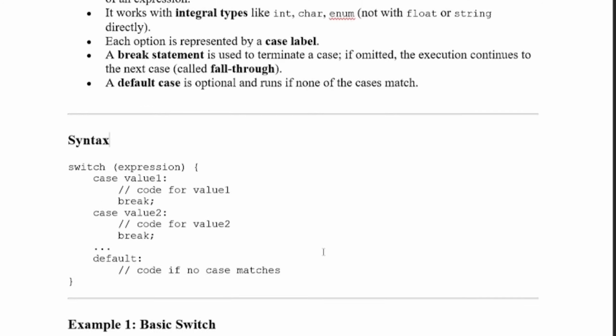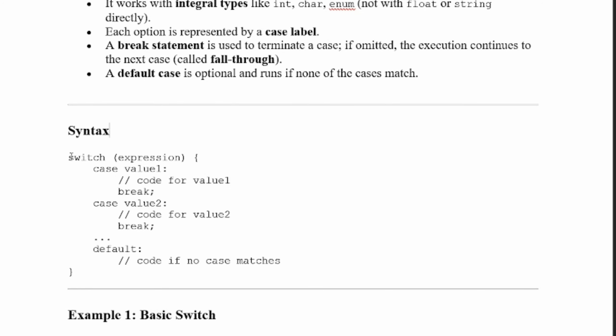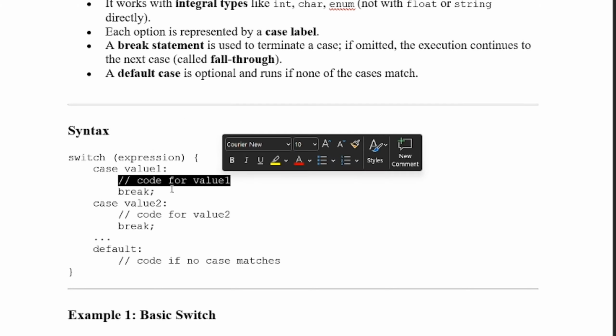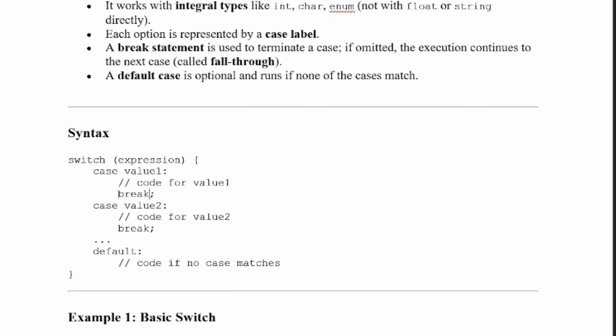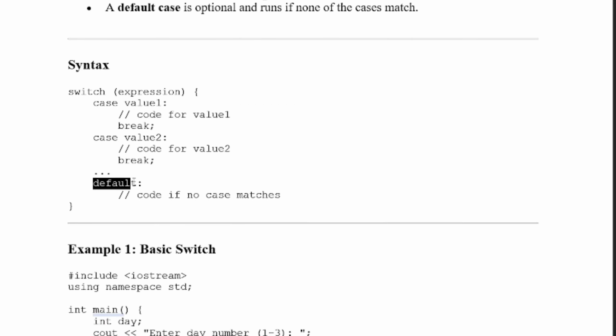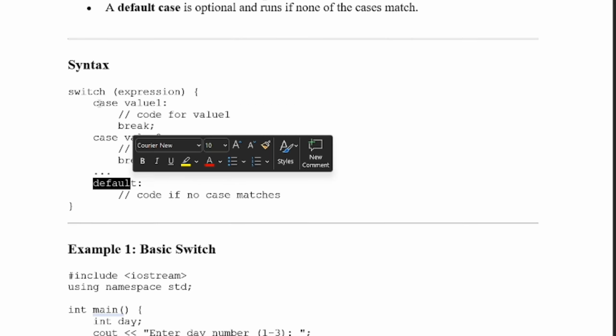You can see the syntax here. First is the switch, and then we write the expression. This is the case label, and here we write our code. Then we use break, which breaks out of the switch. This is case label 2, similar to the one above. At the end we use default, which means if none of the case labels match, then default is automatically called.